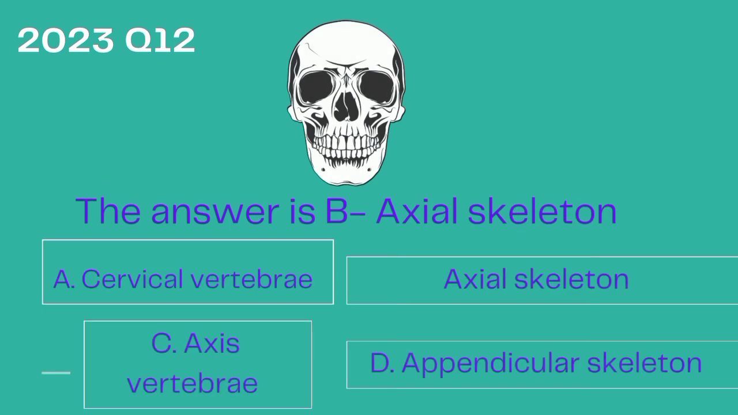The correct option is option B. Axial skeleton. The structure above is the skull, and the skull is part of the axial skeleton.